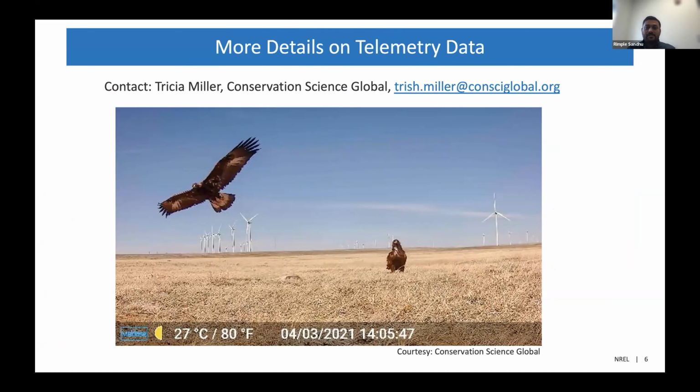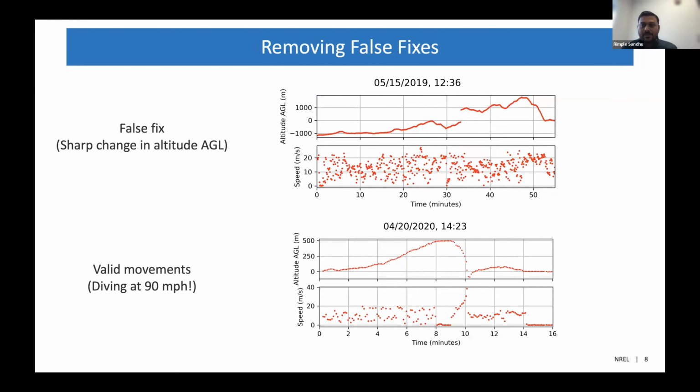Okay, so let's look at the data. The first thing we have to do is get rid of false fixes. What I'm showing here on the top is a track around noontime, 15th May 2019. You see that big jump in the altitude above ground level. That's a false fix. That means the unit was capturing something, and then it realized it was not properly fixing the location, and then it moved to the actual location. So we need to remove this because this will introduce biases in our modeling process.